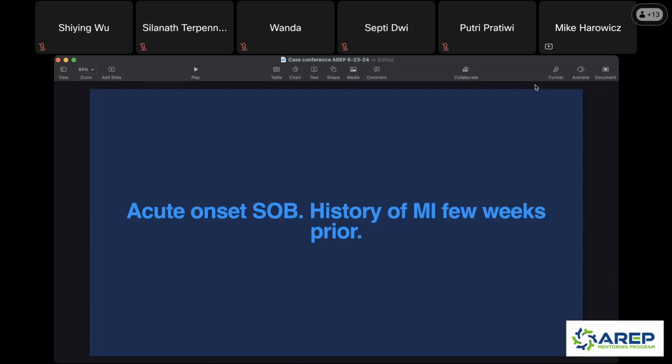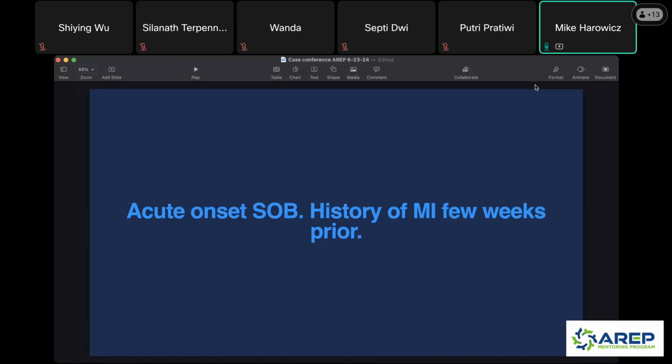All right. New patient, acute onset shortness of breath, and they have a history of an MI a few weeks prior. So I'll tell you, we're going to shift a little bit. I showed a lot of thoracic cases, but now I'm going to do a couple of cardiac cases. All right, and it's okay, I'll walk everybody through. People will generally have different degrees of comfort and experience with cardiac imaging, and that's totally fine.